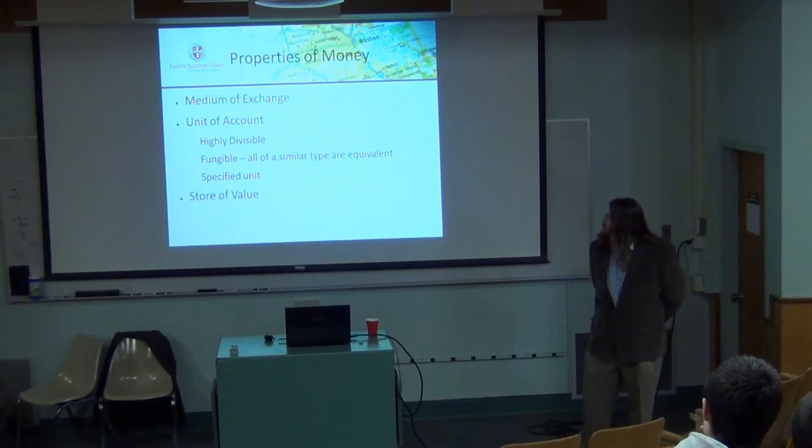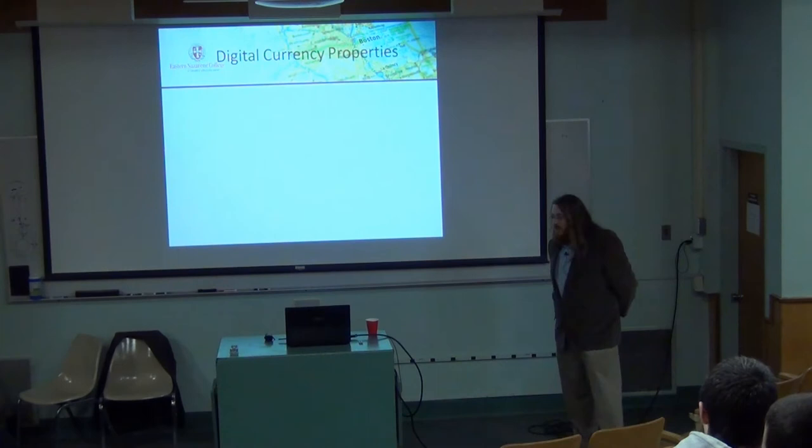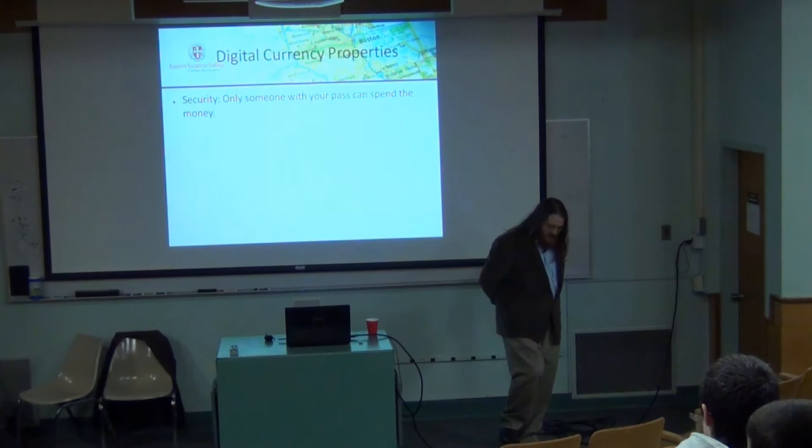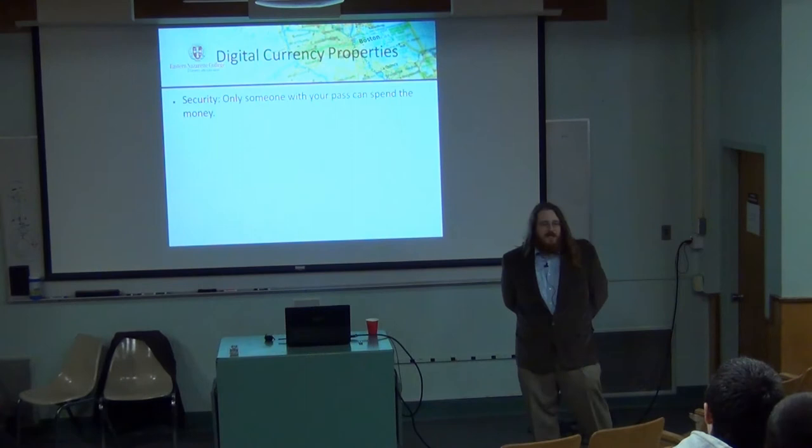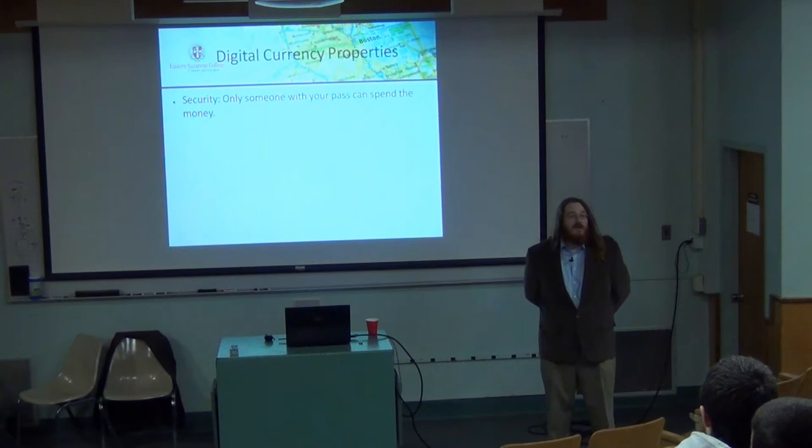A digital currency. What are the properties we would want a digital currency to have? Security. That's a big one, especially in the online world. You may have heard about a big password breach recently. Adobe lost 130 million passwords. It's jokingly called the world's biggest crossword puzzle.